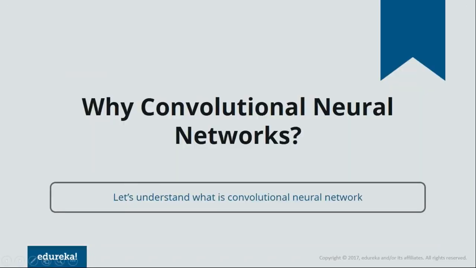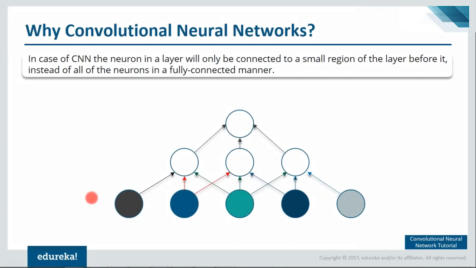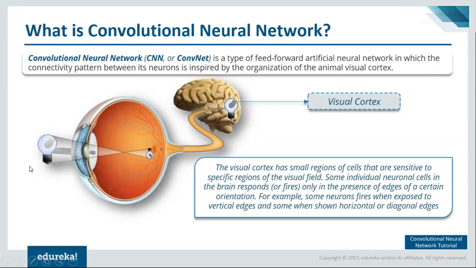Now let's see why we need convolutional neural networks. Basically, in a convolutional neural network, a neuron in a layer will only be connected to a small region of the layer before it. If you consider this particular neuron which I'm highlighting right now, it is only connected to 3 other neurons, unlike the fully connected network where this particular neuron will be connected to all these 5 neurons. Because of this, we need to handle fewer weights, and in turn, we need fewer neurons as well.